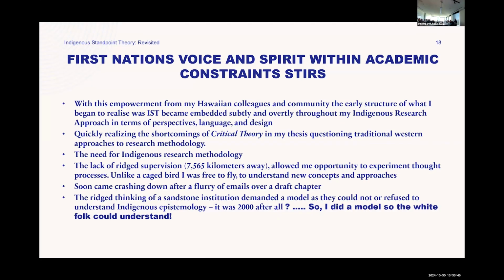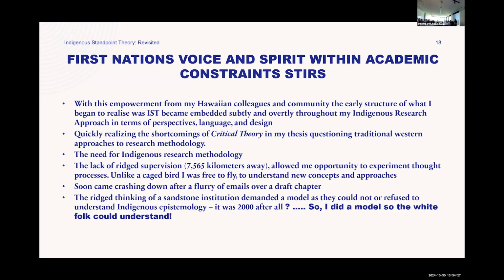So there was a new approach in perspectives, language and design, and also using your language and understanding your language, which is really hard for those who have been broken from our basis. So critical theory had shortcomings. I questioned traditional Western approaches to research methodology. In fact, I really questioned it and thought it was all wrong. And there needs to be an Indigenous research methodology. Now, I was 7,565 kilometres away from my supervisors. Unlike the caged bird in a research centre, I was free to understand new concepts and approaches, and to basically throw my heart and my soul into new things.